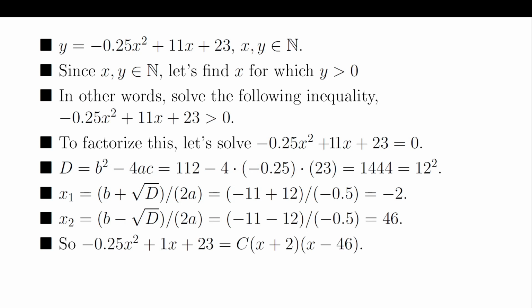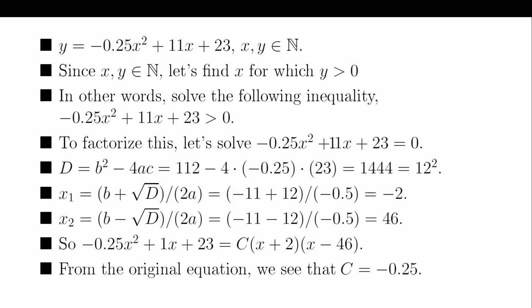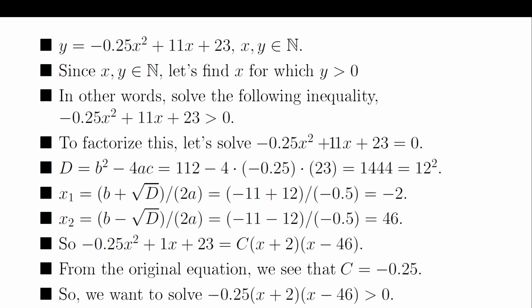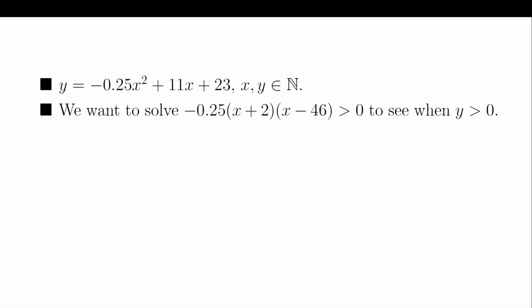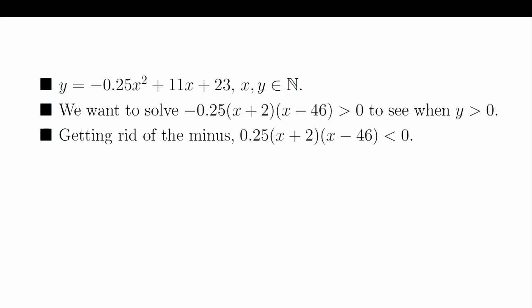So, we can factorize the equation in the following way, where c is some constant. From the original equation, we see that c is -1/4, since that is the factor in front of x squared. So, the inequality we want to solve looks like this. Let's clean up and recap. Given our problem formulation, we want to solve the following inequality to see for which x, y is larger than 0. Getting rid of the minus, we also change the sign of the inequality.